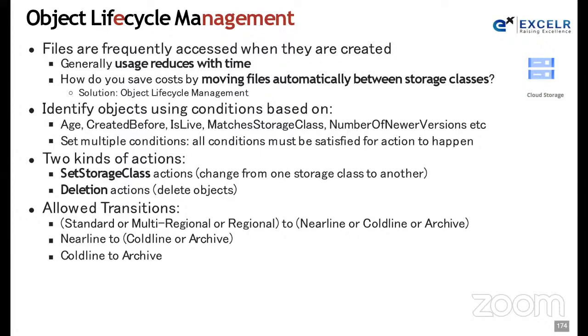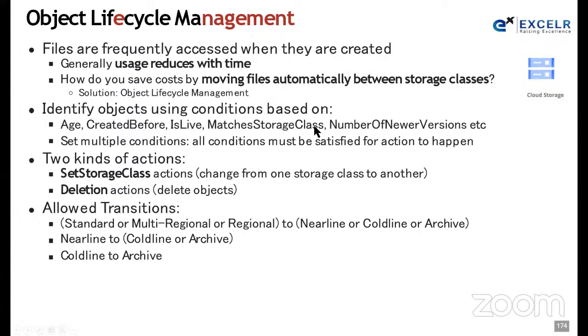You can set the storage class, which is nothing but changing from one storage class to another, or you can also automate deletion of objects. The transitions you can do are moving from standard or multi-region to nearline, coldline or archive. You can move from nearline to coldline and archive, and from coldline to archive. The obvious thing is you cannot go to a higher storage class once you move your data into a lower storage class. That is something you have to remember.